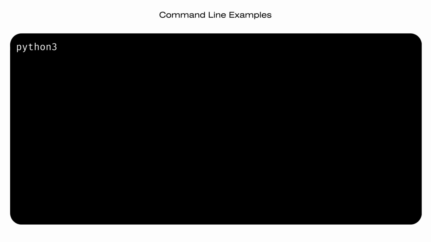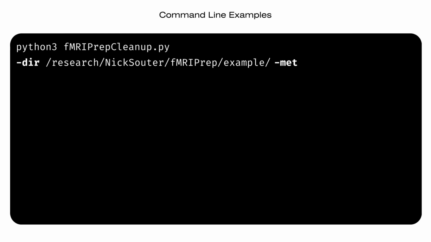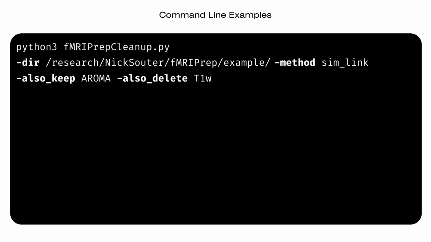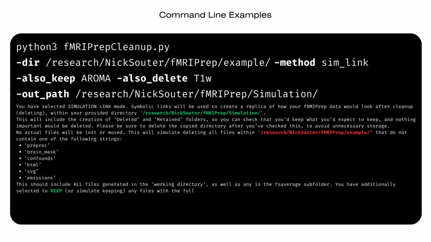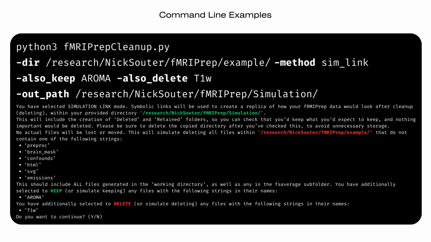In a slightly more complex example, I'm using the symlink method again on the same directory. This time, I tell the script that I want to also keep any files containing the string aroma and to also delete any files containing T1W. I say that I want the simulated output folder placed within a new directory that I've created specifically for this purpose. The simulated output would be the same as above, but in a different location and taking account of the extra retention and deletion criteria I've given this script.